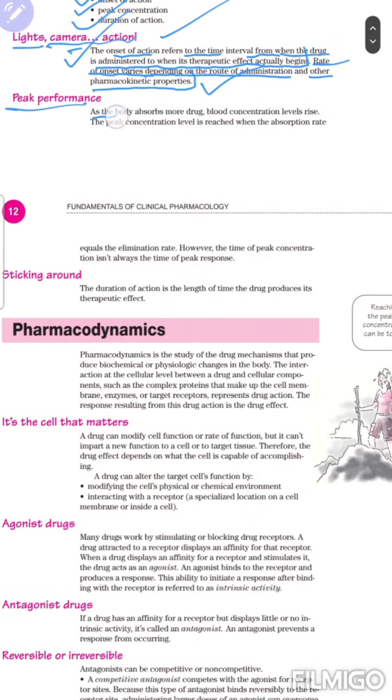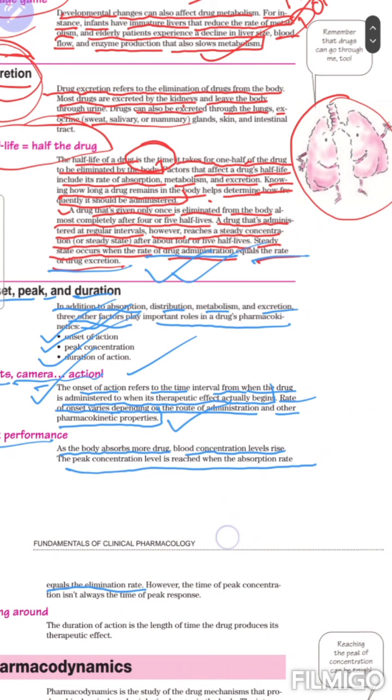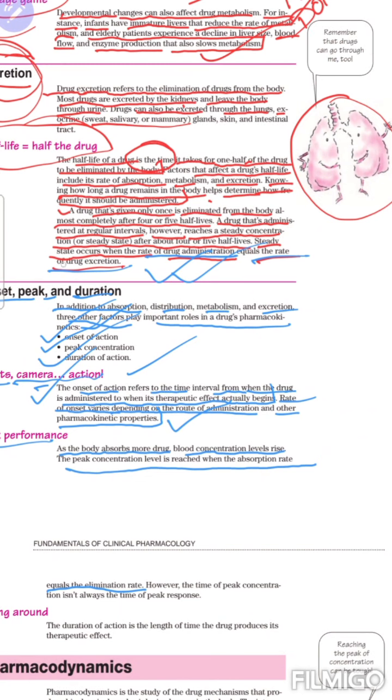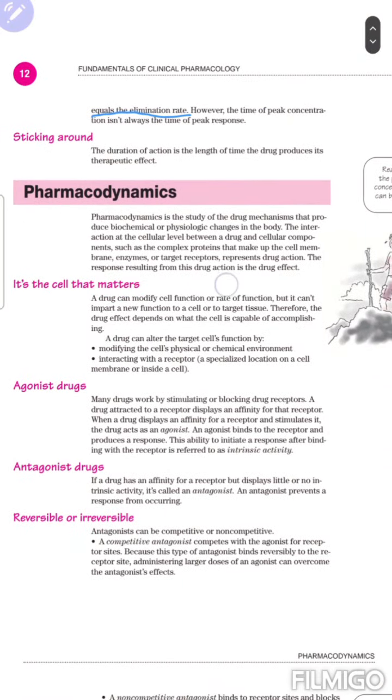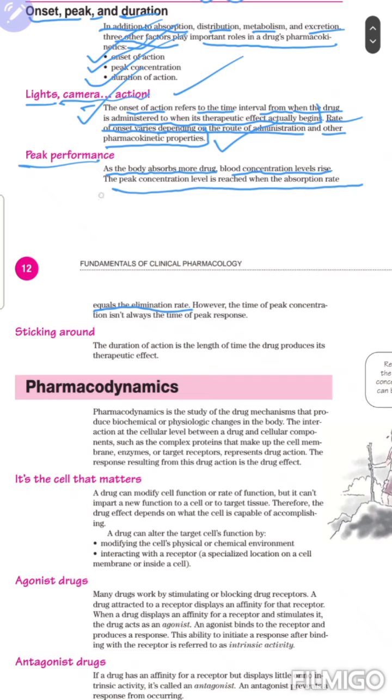Peak performance. As the body absorbs more drug, blood concentration level rises. The peak concentration level is reached when the absorption rate is equal to the elimination rate. As we already discussed, the steady state occurs when the rate of drug administration is equal to the rate of drug excretion. And here we can see the peak concentration level is reached when the absorption rate equals the elimination rate.